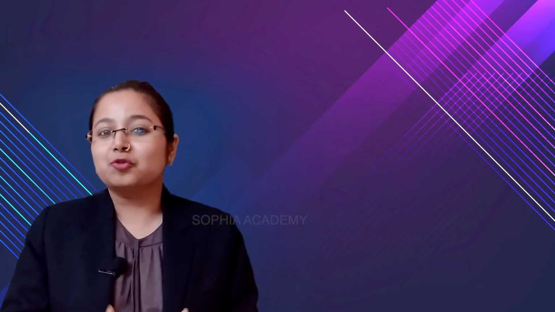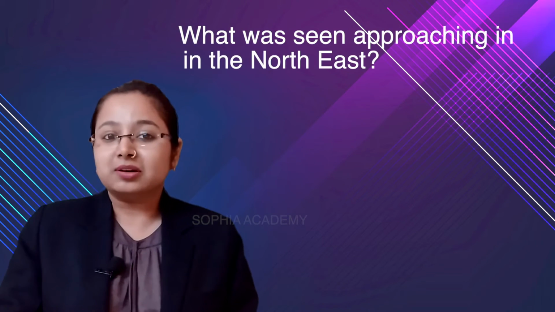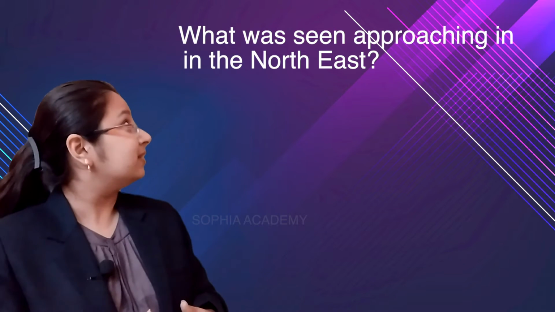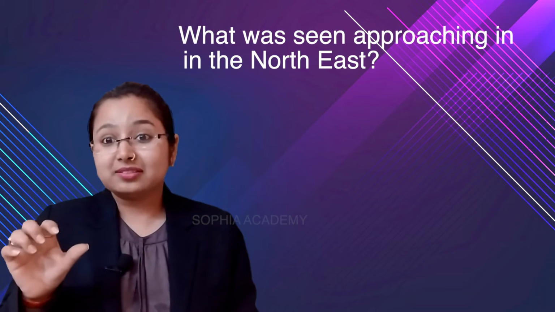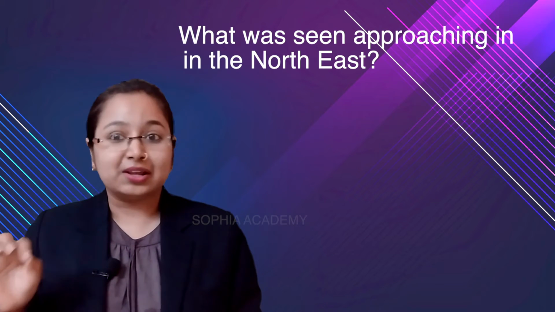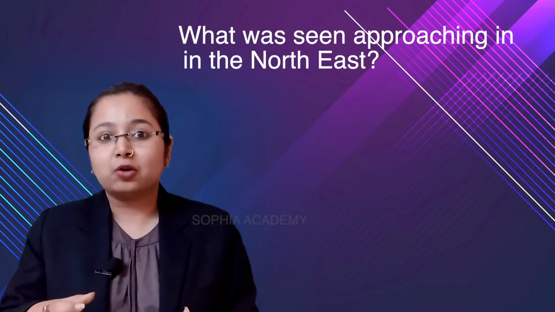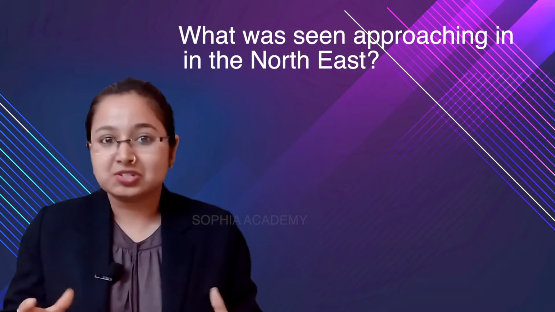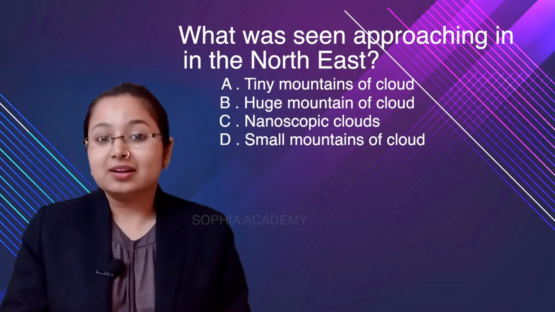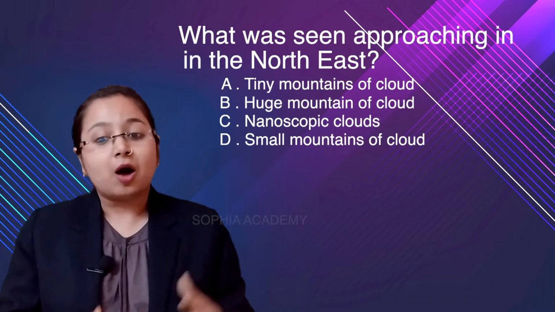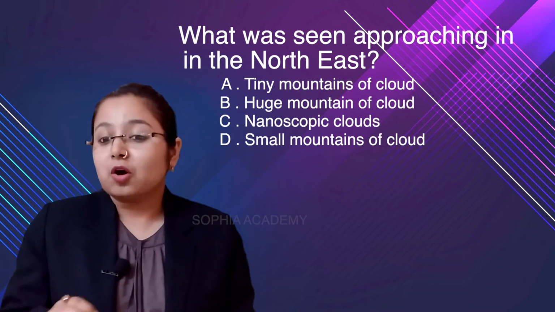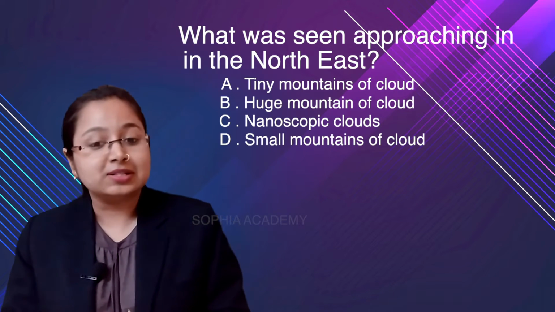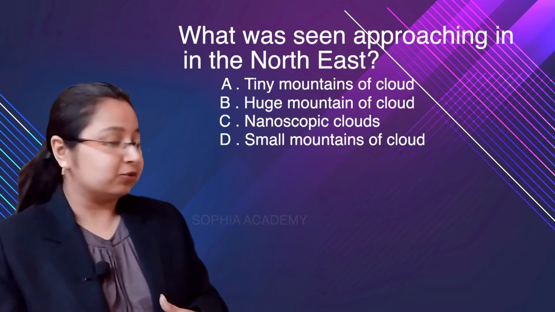Now students, let's move to question number 3rd. Question number 3rd is, what was seen approaching in the northeast? See, this line is already mentioned in your book. So I have taken out every possible question from your chapter. So the options are tiny mountains of clouds, option B, huge mountain of clouds, option C, nanoscopic clouds, and option D, small mountains of clouds.